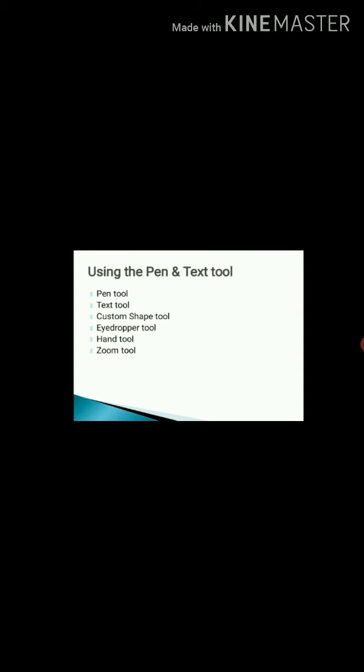So next tool is the text tool. The text tool is used to add text in a file, and also you can give text size, color and other attributes of the text tool.